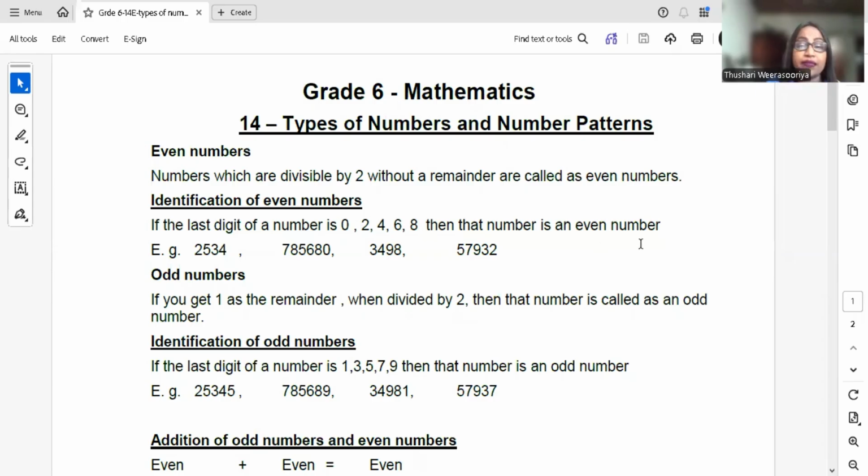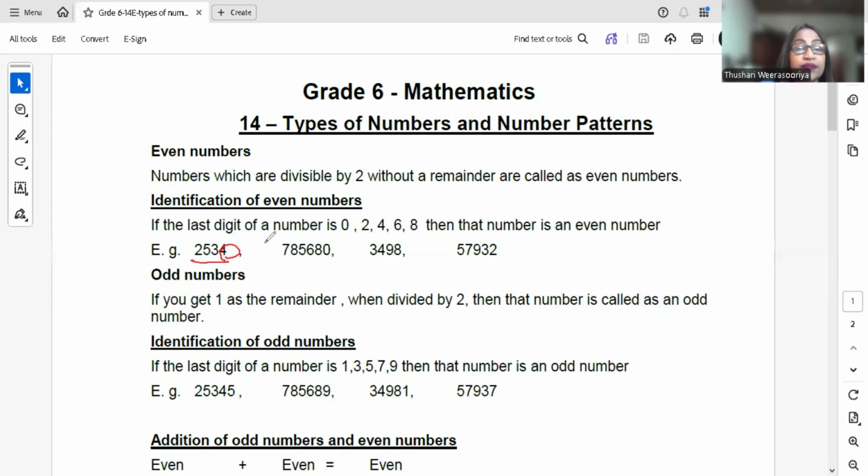Look at the examples I have given. Look at this huge number. Without dividing, I can say by looking at the last digit that this is an even number. If there is a number and you have to check whether it's even or odd, you would have to divide. But without dividing, we can say by looking at the last digit: if it is 0, 2, 4, 6, 8, that is an even number.